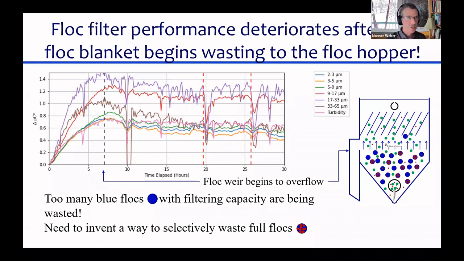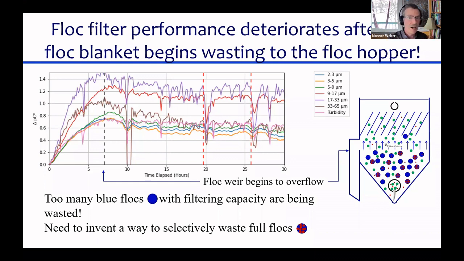And he was using particle counters that can count and size particles that were leaving a flock filter. He's tracking, okay, on the y-axis, delta PC star. That means that from time 0, when his system just began working, he called that 0. So what he's tracking is additional improvements in performance since that time 0.